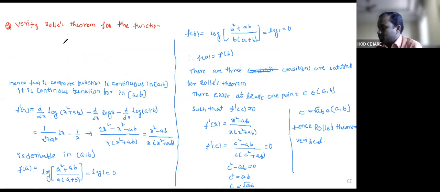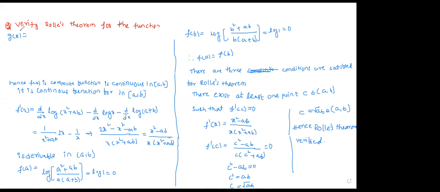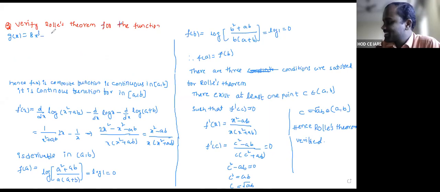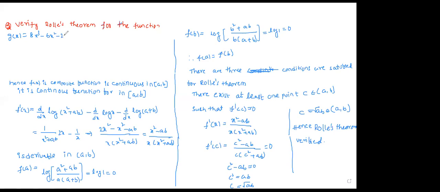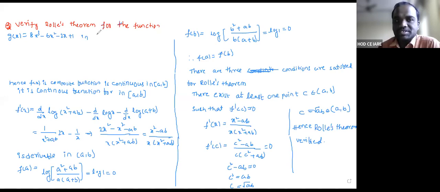Verify the Rolle's theorem for the function g of x. g of x is equal to 8x cube minus 6x square minus 2x plus 1 in the closed interval of 0, 1.